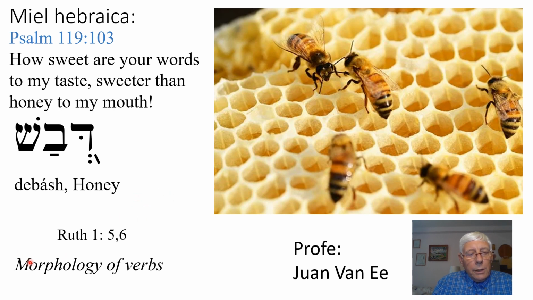And today I'm looking at the morphology of some of the verbs. This is in Ruth 1, verses 5 and 6. This is the very first time in the book that we're going to be looking at what are called perfect verbs, past tense. Well, yeah, they're in the past tense. They happen to be in the past tense in this particular section. This isn't always the case.